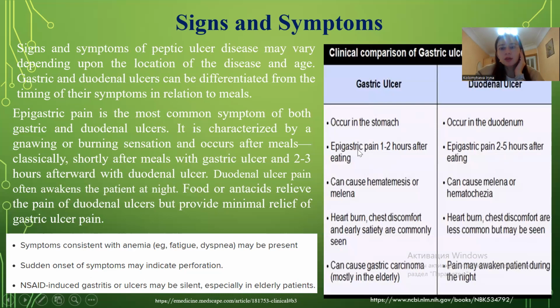Gastric ulcer can cause hematemesis or melena. Duodenal ulcer can cause melena or hematochezia. In gastric ulcer, heartburn, chest discomfort, and early satiety after eating are commonly seen. For duodenal ulcer, heartburn and chest discomfort are less common, but may be seen. And gastric ulcer can cause gastric carcinoma. Duodenal ulcer pain may awaken the patient during the night.